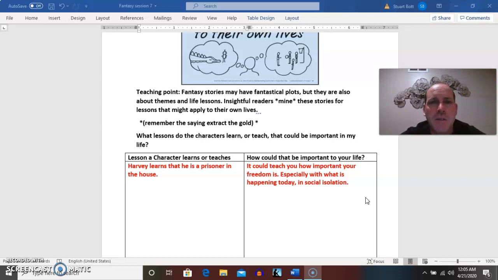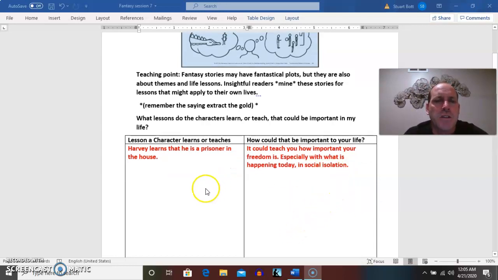There's a lot of stuff we can't go and do. We can't go to our friend's house. We just can't go down to the shops or whatever it may be. We obviously have no school. A lot of crazy stuff in the world right now. But that's how to fill that out. You can use any character from your book, but what are they learning or what are they teaching other characters? And then how could that be important to your life?